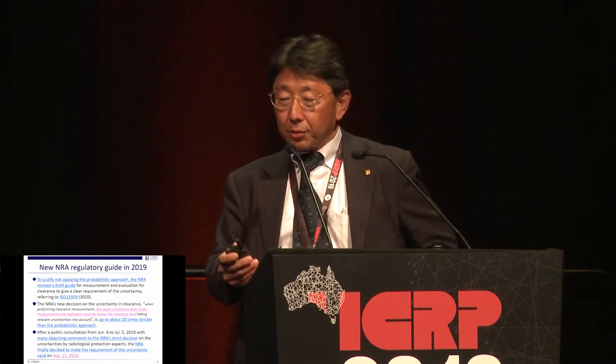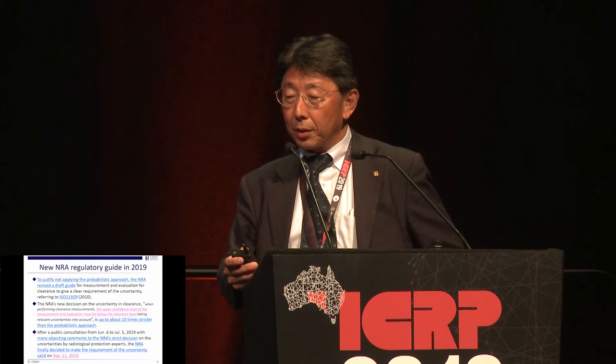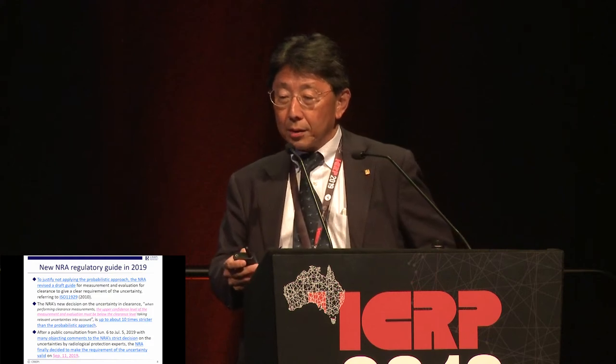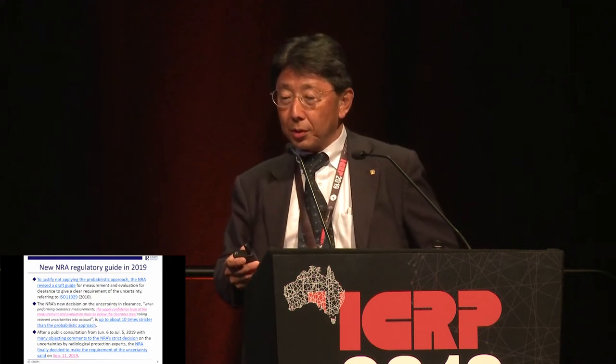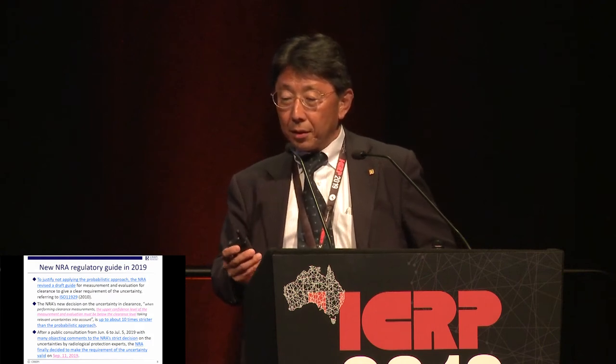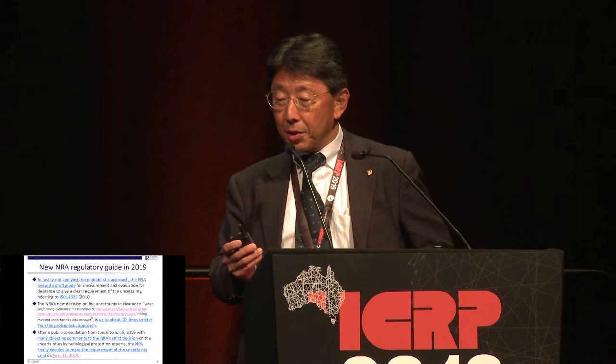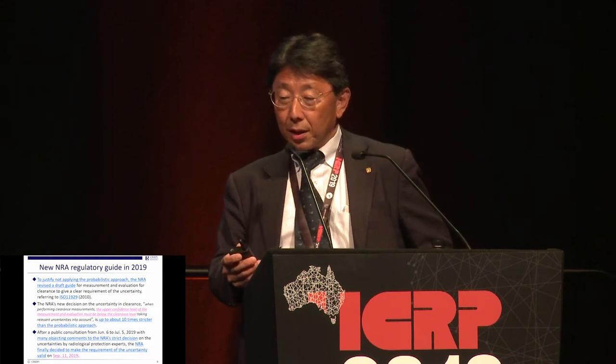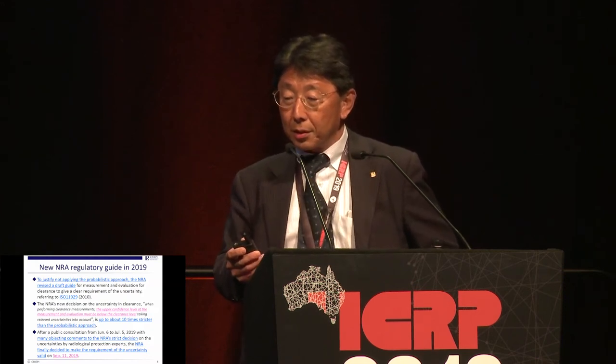After the public consultation in June to July, with many objecting comments to the NRA's strict decision on the uncertainty from RP experts in Japan, the NRA finally decided to make the requirement on uncertainty valid this September.